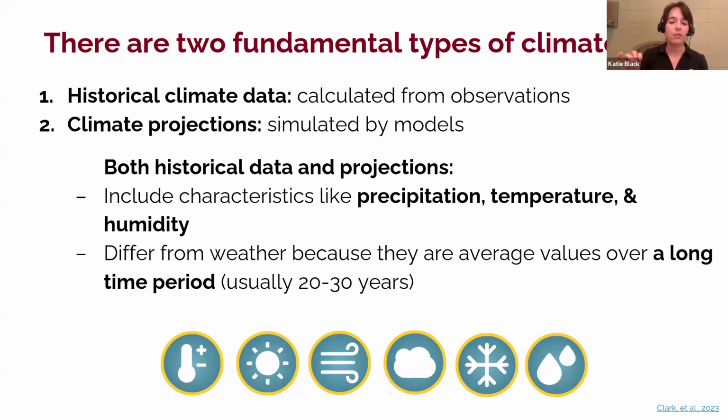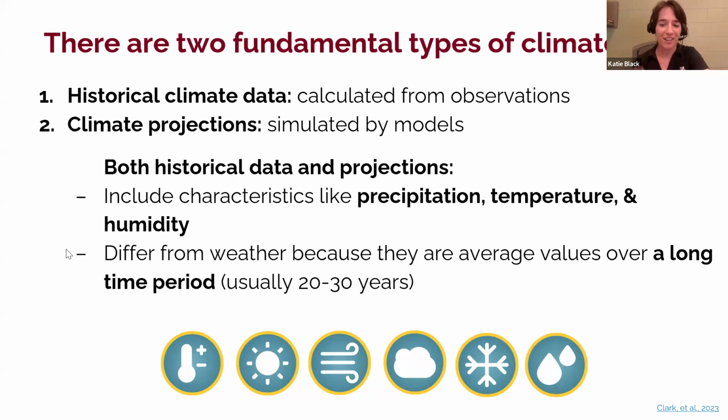There are two fundamental types of climate data. What are they? Historic, which is calculated from observations, and climate projections, which are simulations of what climate may look like in the future utilizing computer models. Models allow us to simulate the Earth's climate in order to understand how various systems behave and interact, particularly when altered by greenhouse gas emissions and different levels of those. The thing that both of them have in common is that both include characteristics like precipitation, temperature, and humidity. Where they differ is time scale.